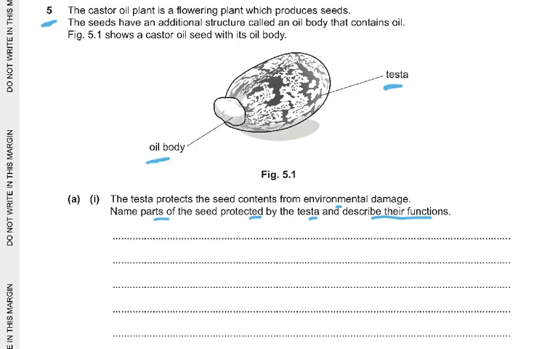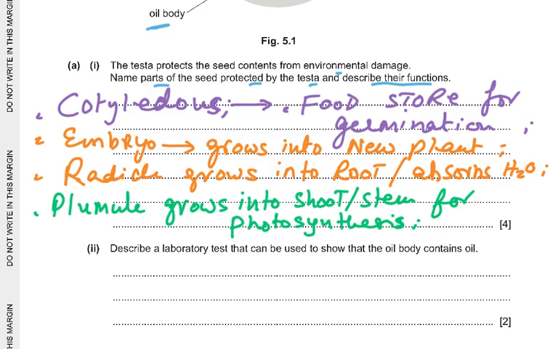I always tell you R radicle, R root and will absorb water. The plumule will grow into the shoot or the stem, which is going to have the leaves, and the leaves are needed for photosynthesis. So the cotyledons in the seed are the food store for germination. That's 2 marks. Cotyledons, 1 mark, food store for germination, 2nd mark.